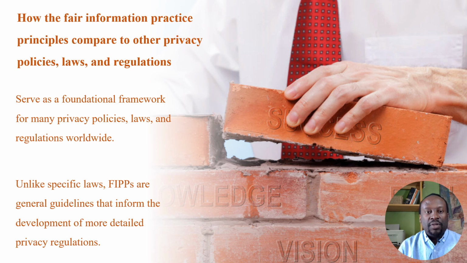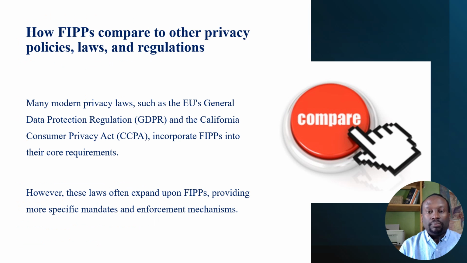How the Fair Information Practice Principles compare to other privacy policies, laws, and regulations. The Fair Information Practice Principles serve as a foundational framework for many policies, laws, and regulations worldwide. Unlike specific laws, these are general guidelines that inform the development of more detailed privacy regulations.